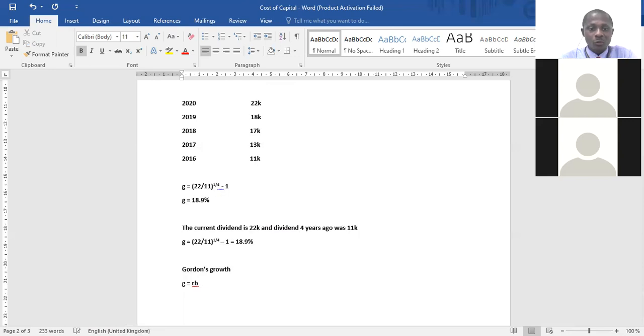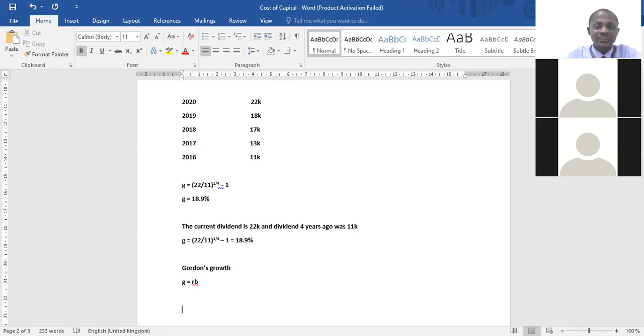So Gordon's growth rate tells us that g is equal to rb. Now, what is r? What is b? r represents return on equity. What's equity? Equity is shares. So when we say return on equity, it is the percentage return that our equity, our ordinary shares, yield during a particular period.